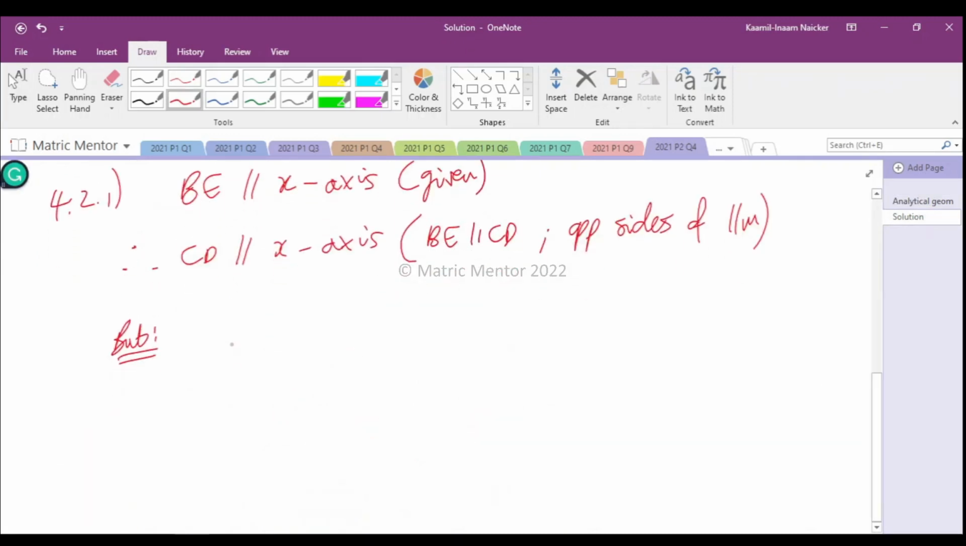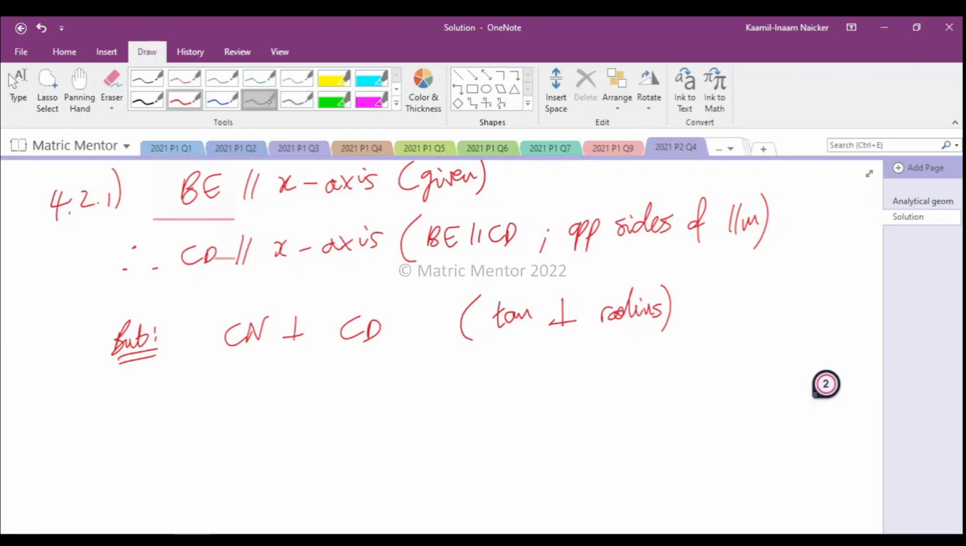So CN is perpendicular to CD. And why did I say that? Because tangents always sit perpendicular to the radius. So if CD is parallel to the x-axis, right? Let me draw this picture here quickly. CD sits parallel to the x-axis. And CN must be perpendicular to that. So CN is going to be a vertical line. And so I can say, therefore, CN is parallel to the y-axis.